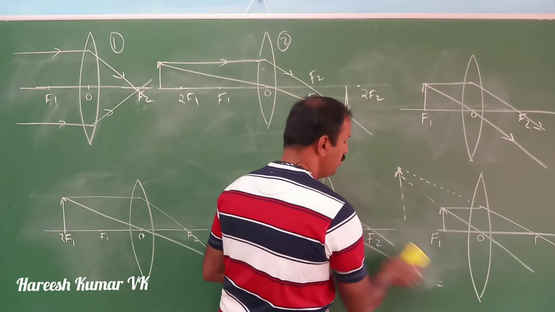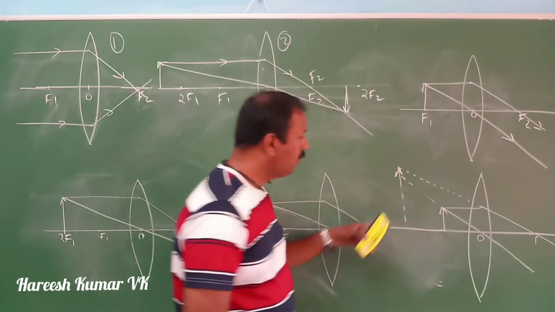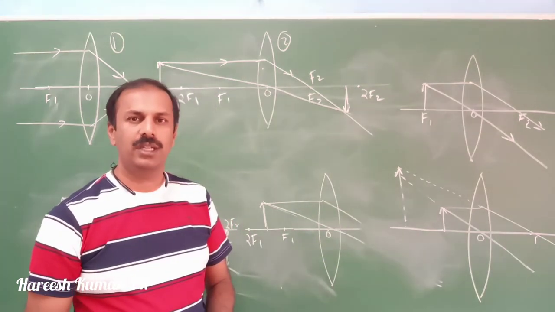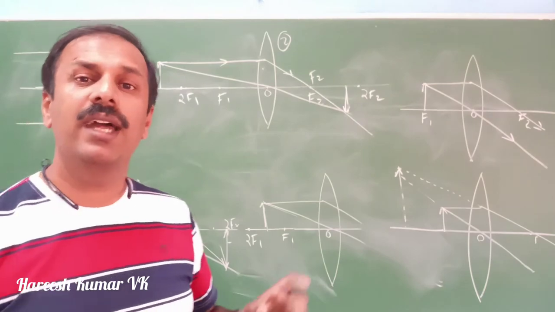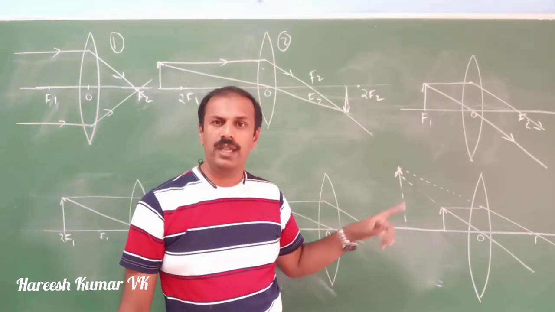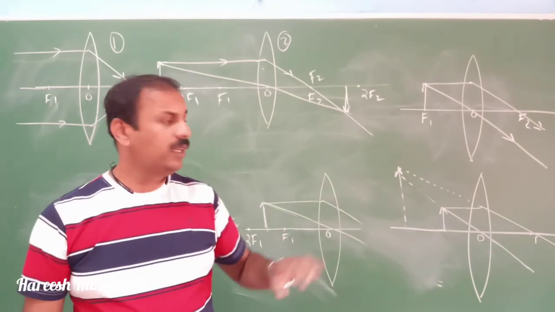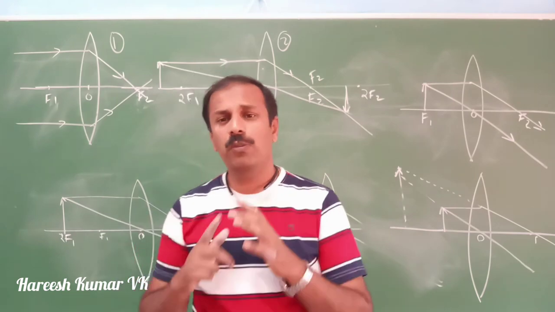So don't confuse these two diagrams together. You will get a virtual image in this case. So here only one case is there where you are getting the virtual image, and the virtual image will be enlarged also. Enlarged virtual image. So this is the image formation by our convex lens.